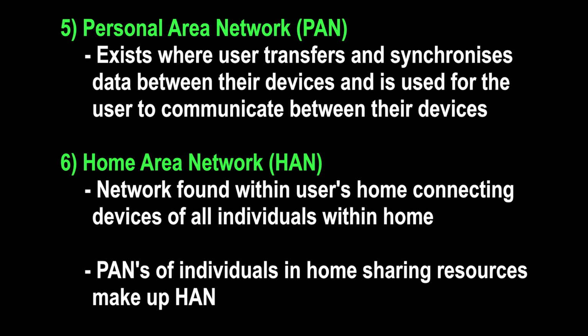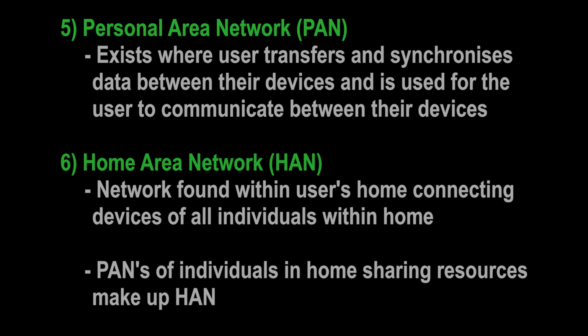A personal area network (PAN) exists where users transfer and synchronize data between their devices, and is used for the user to communicate between their devices. A home area network (HAN) is a network found within a user's home, connecting devices of all individuals within the home. PANs of individuals in a home sharing resources make up the HAN.